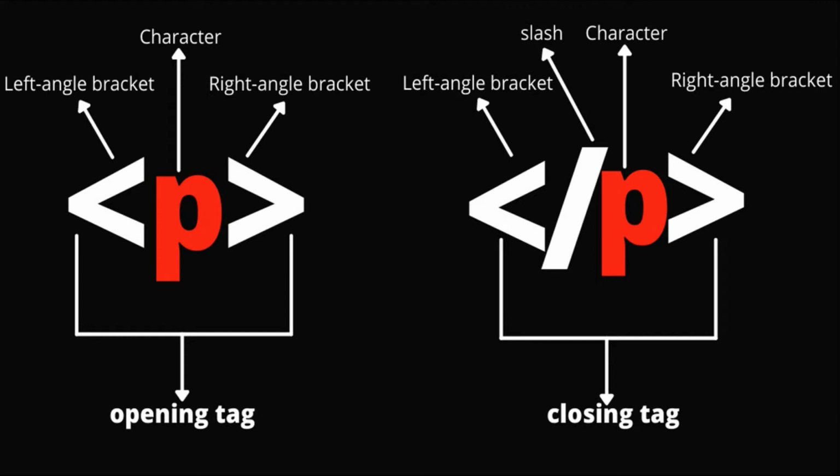The image below describes the anatomy of an HTML tag. An HTML tag consists of an opening tag and a closing tag. In the closing tag, you will just add a slash.